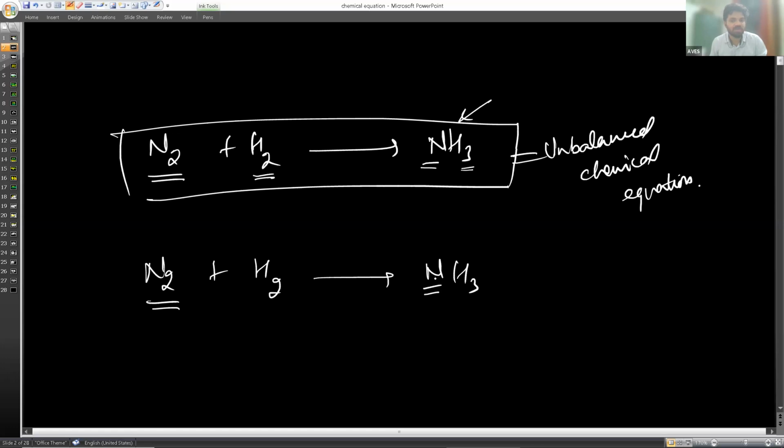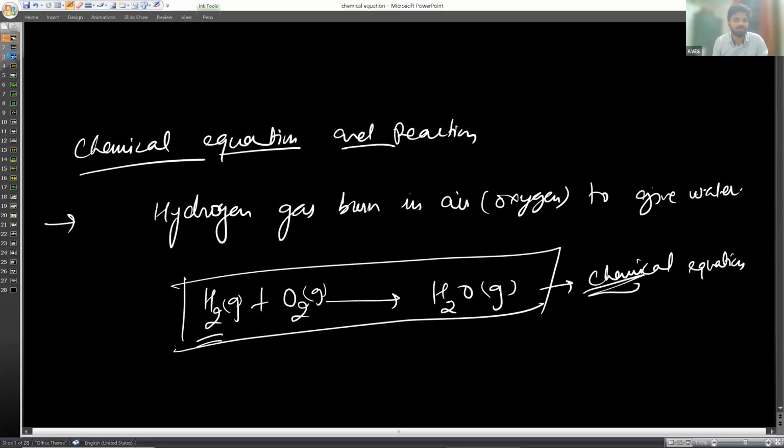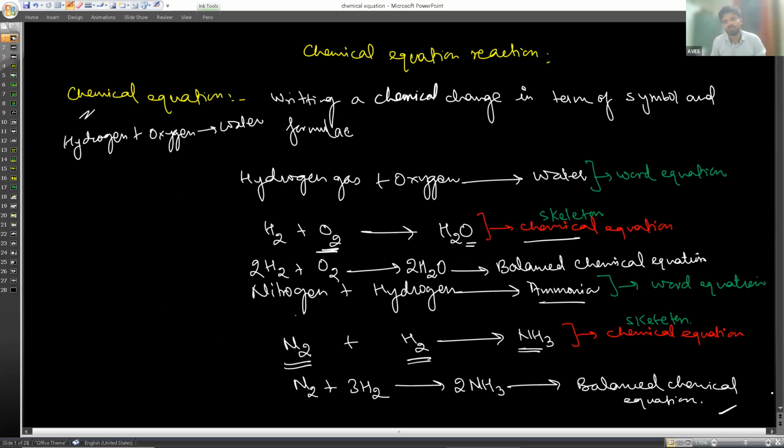So this is N2, there are 2 nitrogen atoms and only one nitrogen on the other side, so we will multiply by 2. This 2 is not only multiplying with this nitrogen, it is multiplying with this hydrogen also. 3 into 2, you will get 6 hydrogen. By what number should you multiply here to get 6? 3. So now it is balanced. So note it down. It's the skeleton.